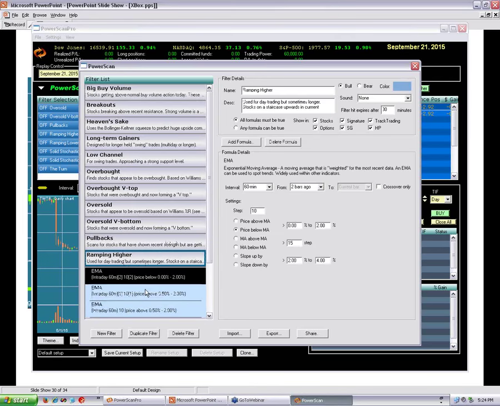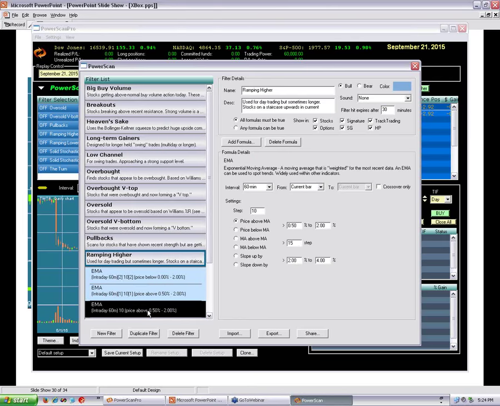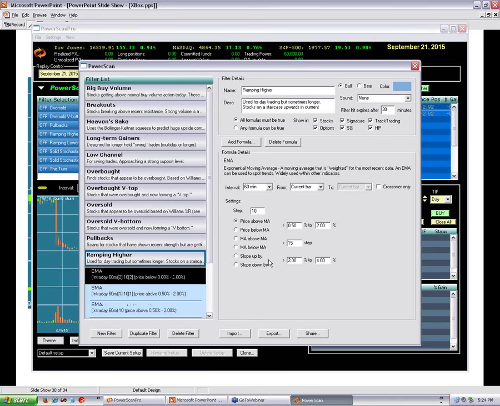I got 3 EMAs. They're all 8 period, and the chart's all 60 minute. Now notice each EMA I have different bars it's looking at. This EMA is looking at 2 bars ago. It might be hard to see on the screen, but that formula is for 2 bars ago, the price to be above.